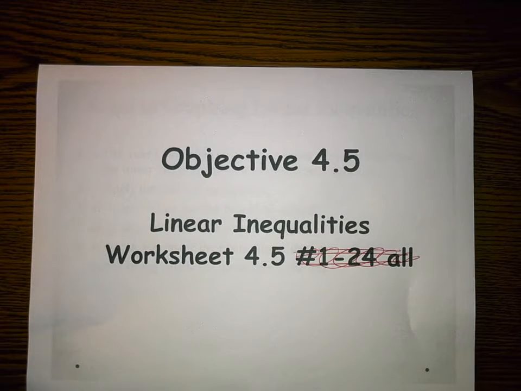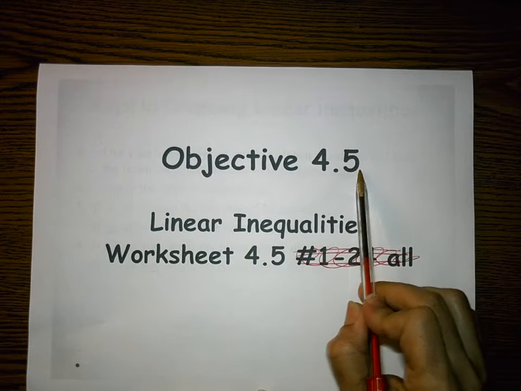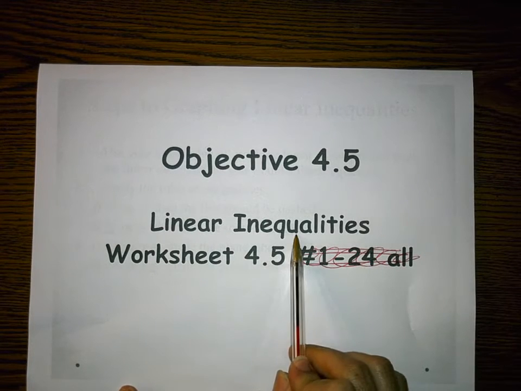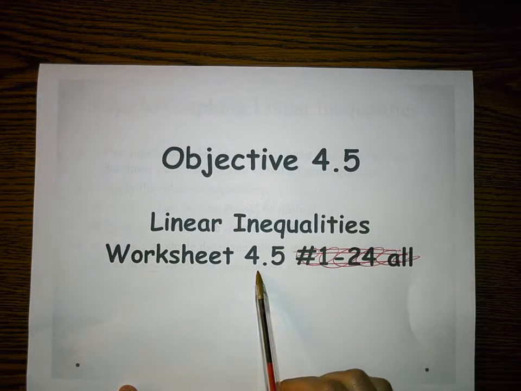Alright class, here's a video. Here's the objective 4.5. We're in unit 4 already. There's just one more. This is the last unit before the final. And this is objective 5. It's about linear inequalities. And the worksheet is worksheet 4.5.